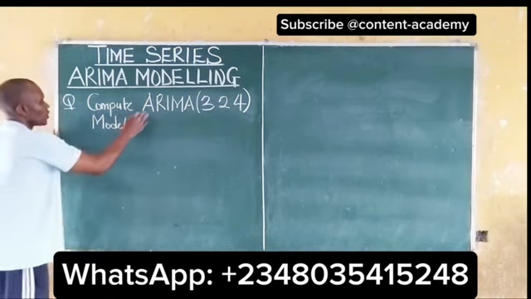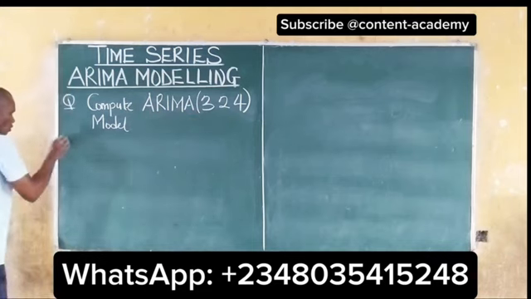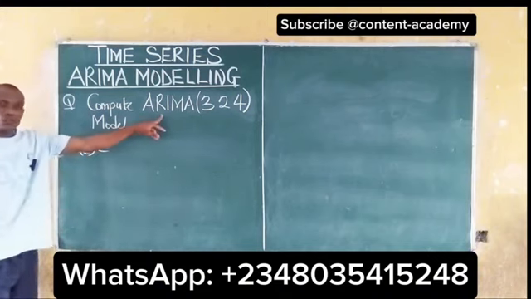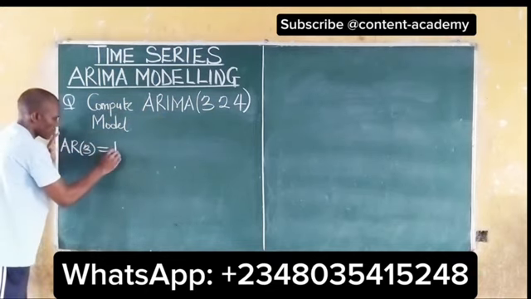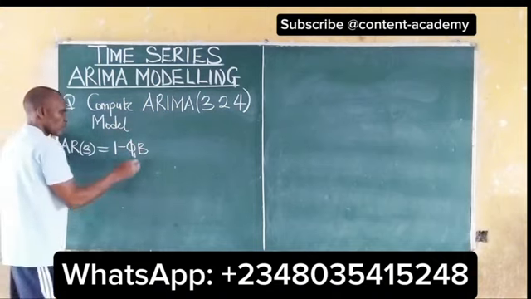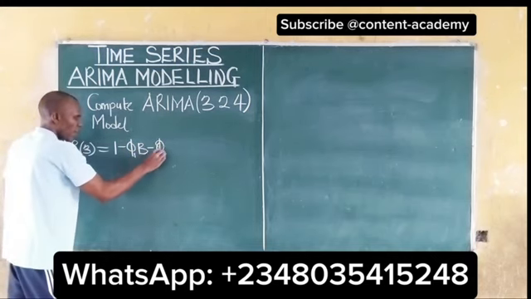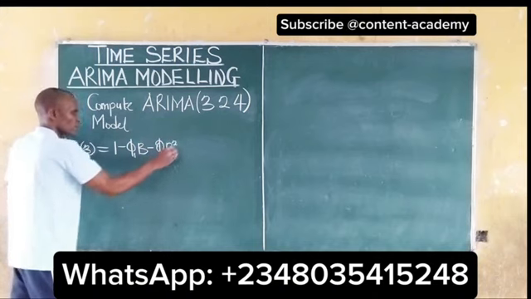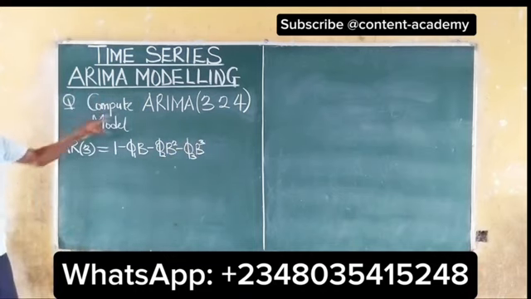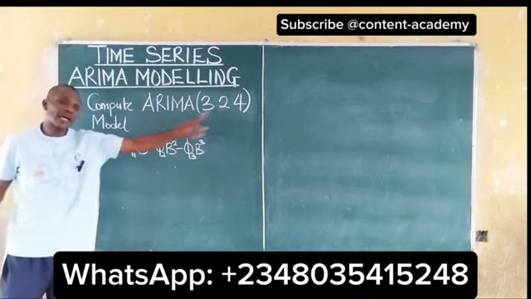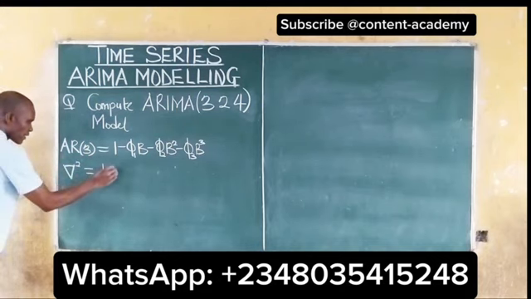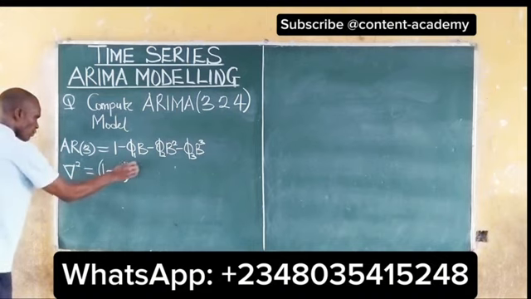Now, the first thing to do is to write the auto-regressive part of order 3. Auto-regressive part of order 3 will give us 1 minus phi 1 B, 1 minus phi 2 B squared, minus phi 3 B cubed. Also, the differential part is of order 2. We have differential of order 2, which is 1 minus B raised to the power of 2.